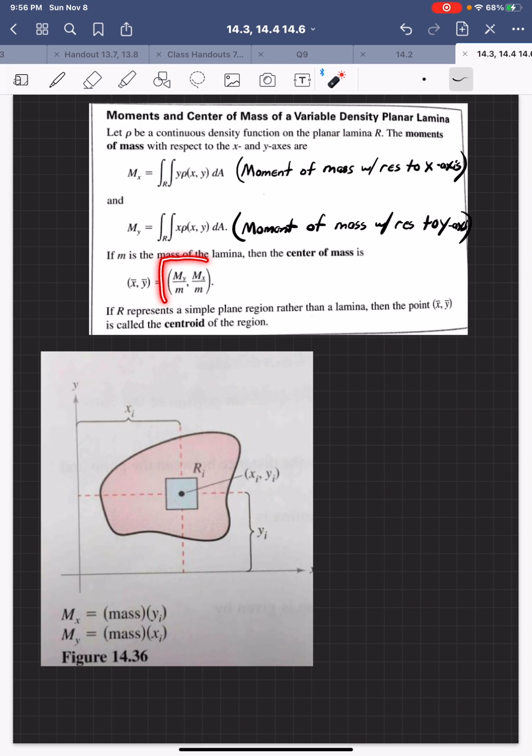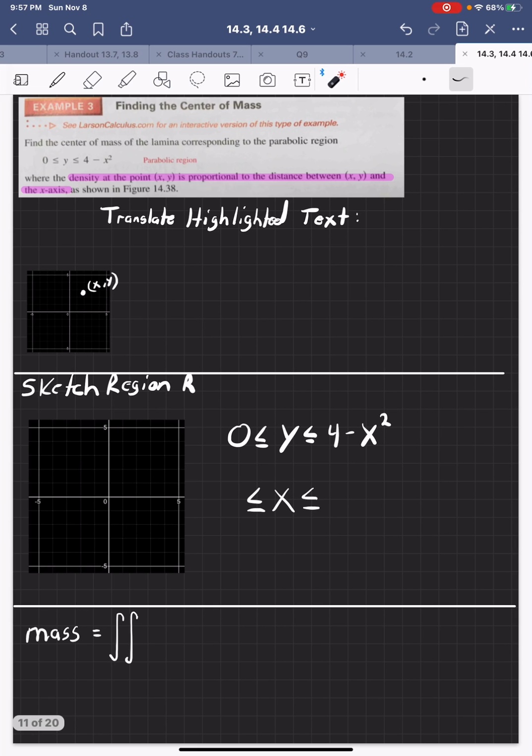So the ideas are fairly similar. In fact, you remember this formula or this notation right out of chapter 7. It's just, of course, again, we're dealing with double integration, right? So we have our density function and then our distance. So in other words, this y just represents the distance to the x-axis, and this x just represents the distance to the y-axis. Okay?